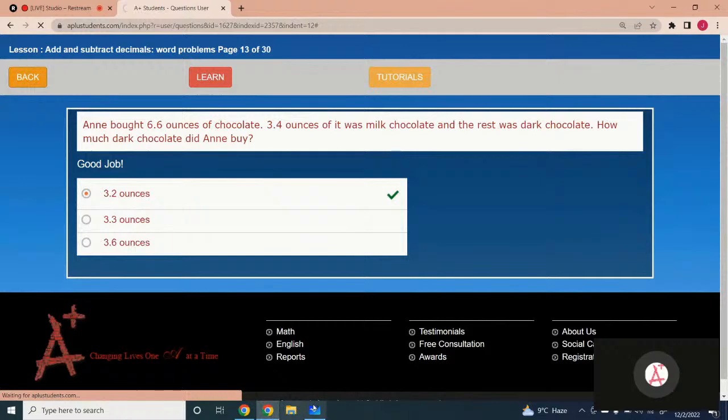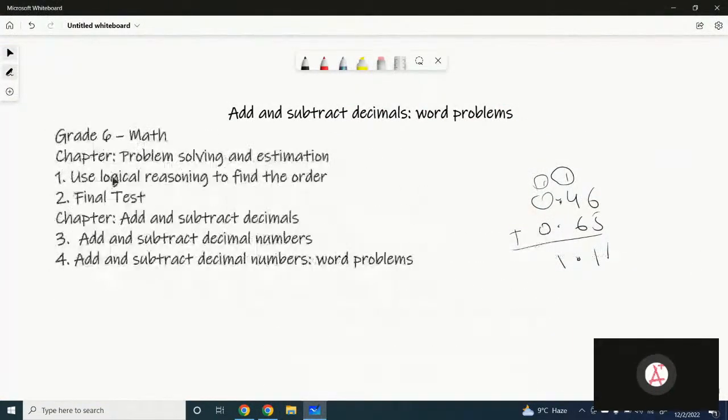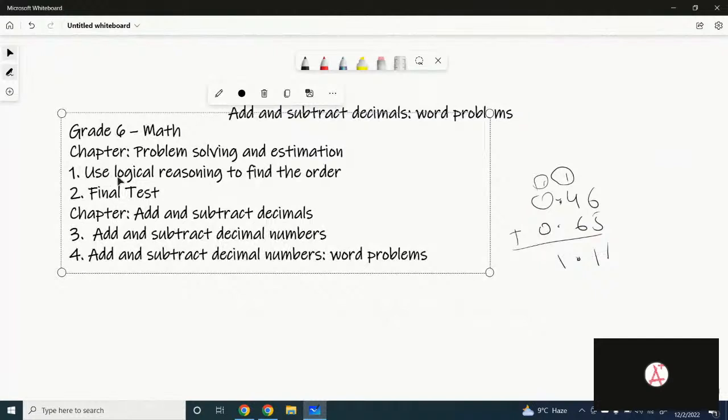Okay, you can complete the test by yourself later today. So here is the list of the topics we have covered today. They are from the chapter problem solving and estimation: use logical reasoning to find the order, then the final test of the chapter. Then we started the new chapter, that is add and subtract decimals. So it would be add and subtract decimal numbers and add and subtract decimal numbers word problems.